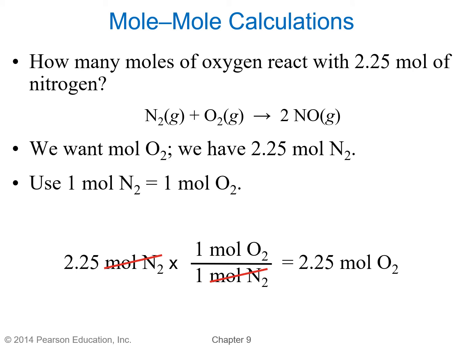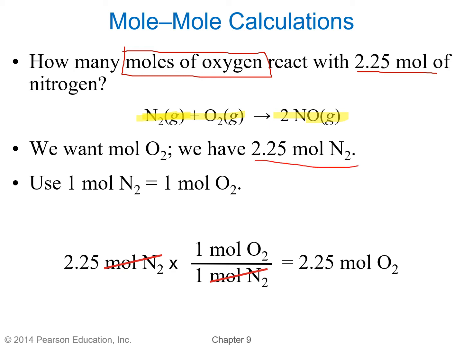Okay, so let's try it out using this new chemical equation. So how many moles of oxygen react? Okay, so this is what we want. We want moles of oxygen that will react with 2.25 moles of nitrogen. So before we can answer this question, we need to verify that we have a balanced chemical equation. So quick check, 2 nitrogens on the reactant side, 2 oxygens on the reactant side, 2 nitrogens and 2 oxygens on the product side. Okay, this is balanced. What do we have? We have moles of nitrogen.